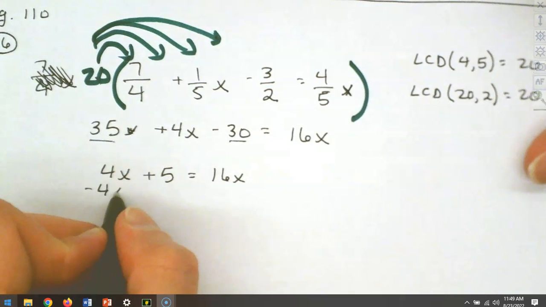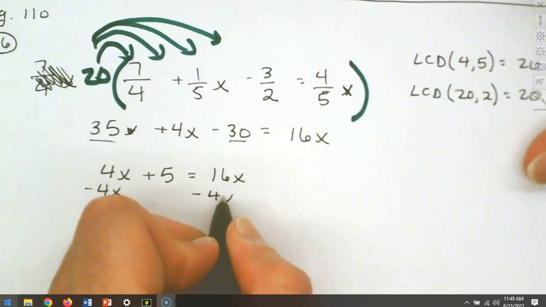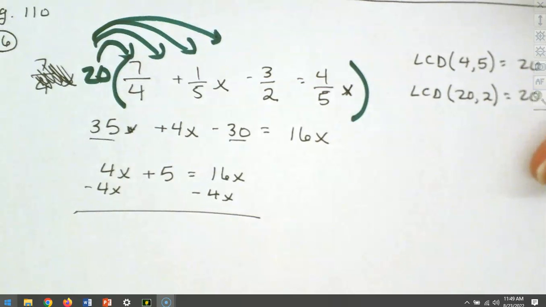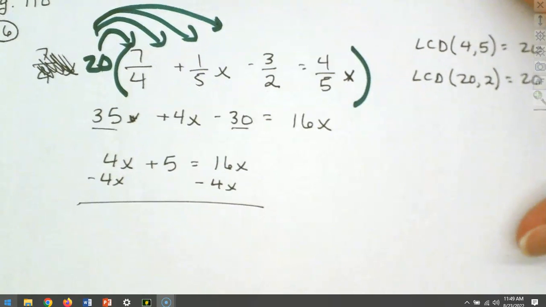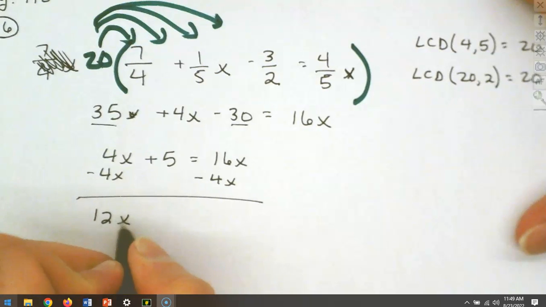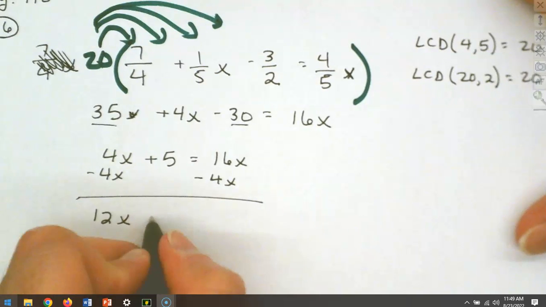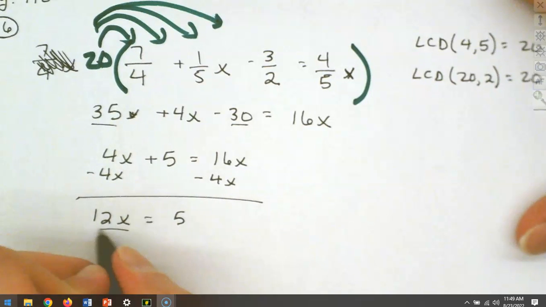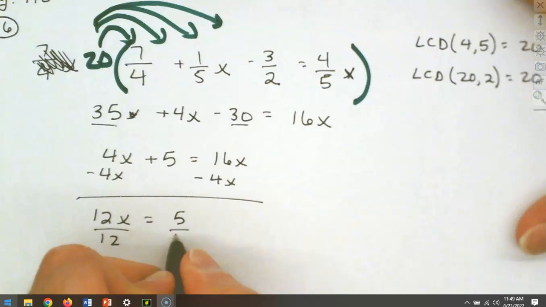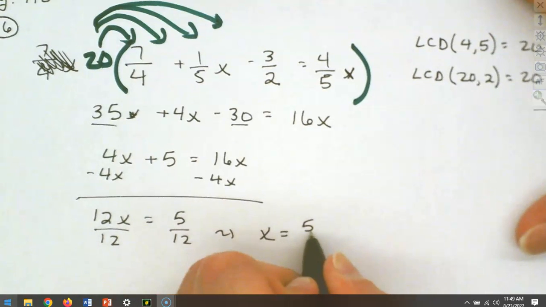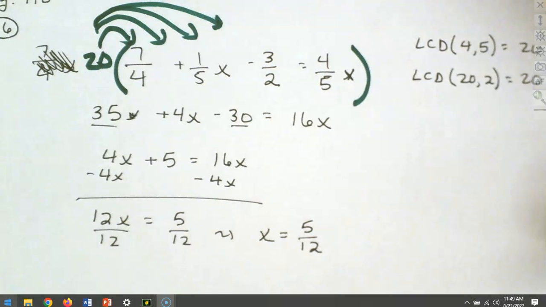I'm going to move that 4x over, and then I'm going to rewrite it. I'm going to put the x's on the left. I like to do that. So 16 minus 4, that makes it a 12x. And then that 5 will still stay there on the right. Yep, equals 5. Divide by our 12. And now we have our answer, which is x equals 5 twelfths.